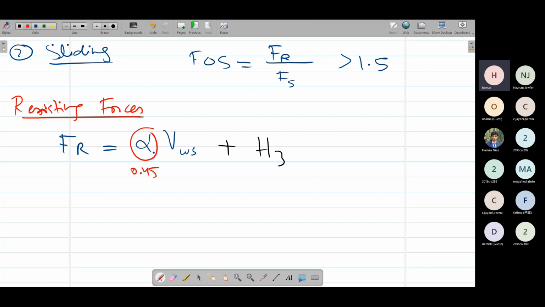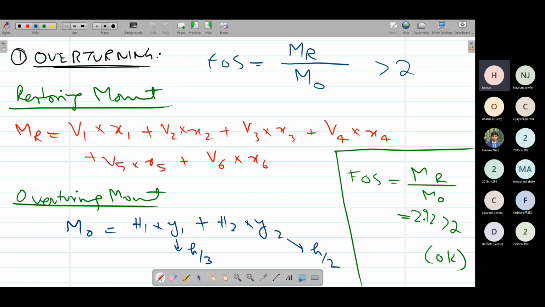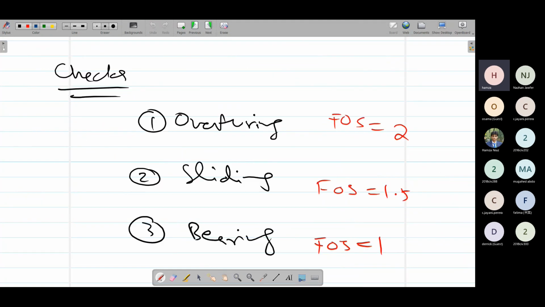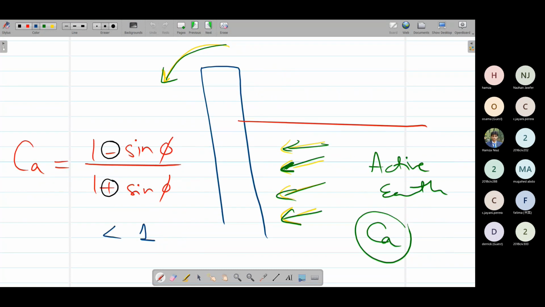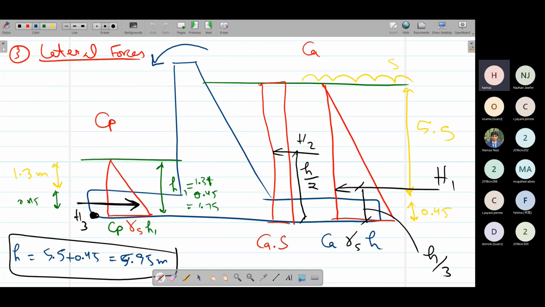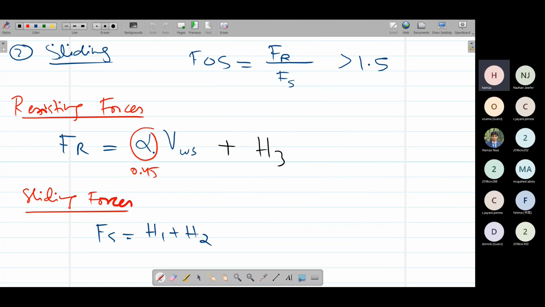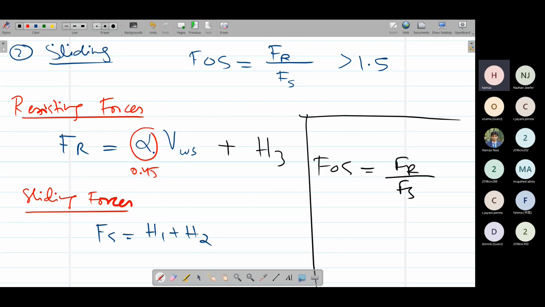The second is the sliding forces. So the sliding forces are simply Fs, that are H1 plus H2. Whatever the forces H1 and H2 we calculated before, simply add them. These two forces, no need of moment arms. Simply add H1 and H2. The addition of these forces would give us the sliding forces. Now our factor of safety is this FR resisting over FS sliding.